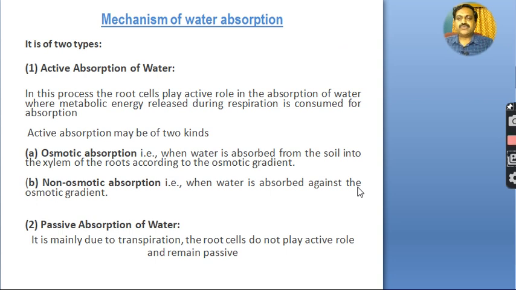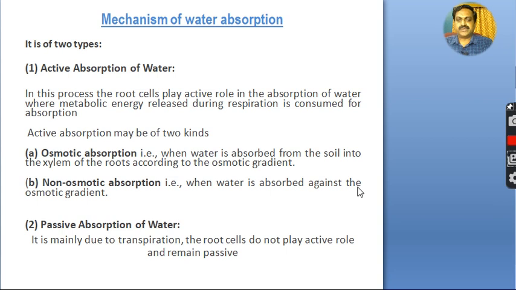As far as the mechanism of water absorption is concerned, water absorption is of two types. One is active absorption of water, and the other is passive absorption of water. What is active absorption of water? It is a process of absorption of water where the root cells play an active role in the absorption phenomena, where metabolic energy released during respiration is utilized for absorption. This type of absorption is referred to as active absorption of water.